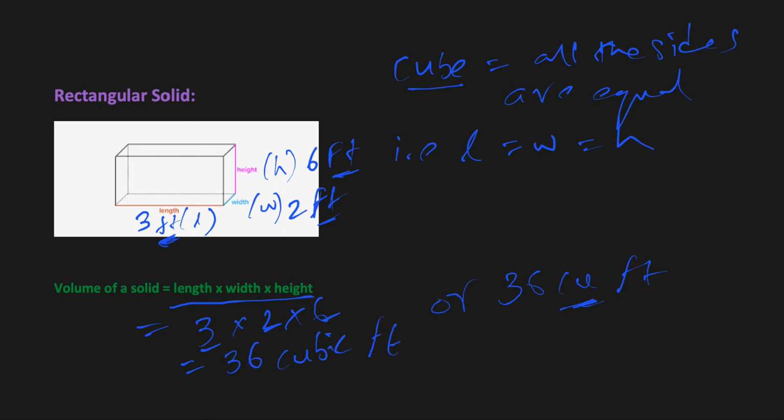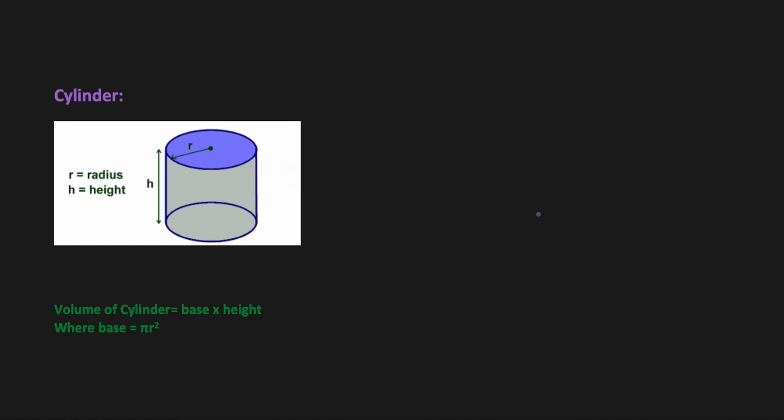Cool. Let's look at another example, which is calculating volume for a cylinder. Now let's say this is our cylinder with a height of 10 feet and a radius of 3 feet. The way we'll calculate volume of a cylinder is base times height, and since you can see the base is this part or this side, which is a circle, therefore the base is nothing but pi r squared.